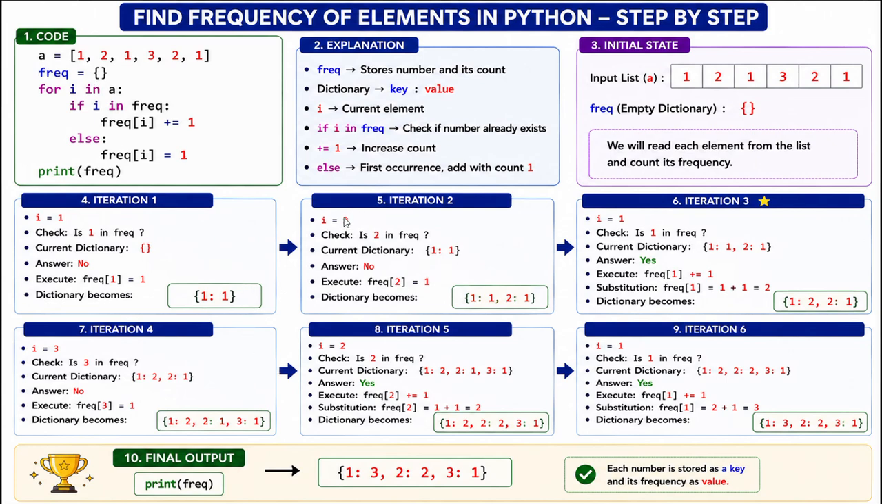Now iteration 2. i equal to 2. Check: is 2 in frequency or not here? Once we check here, is 2 here? No, right? That's why we are adding it. 2 appears 1 time.